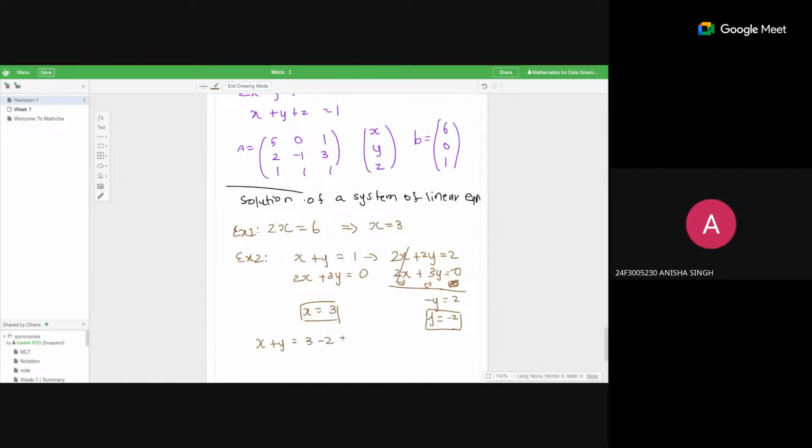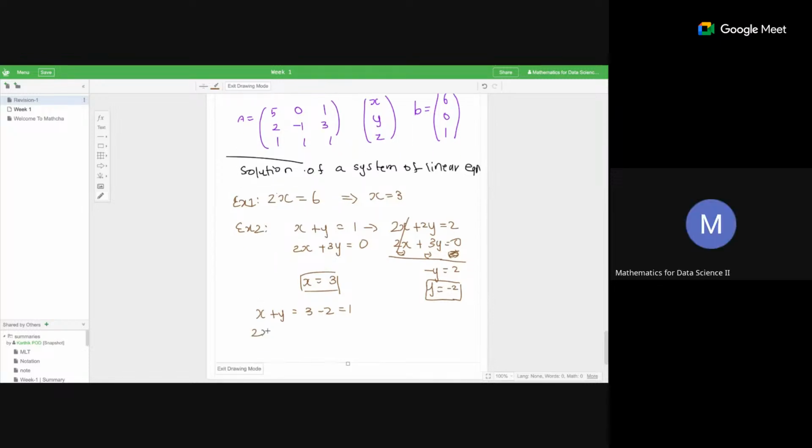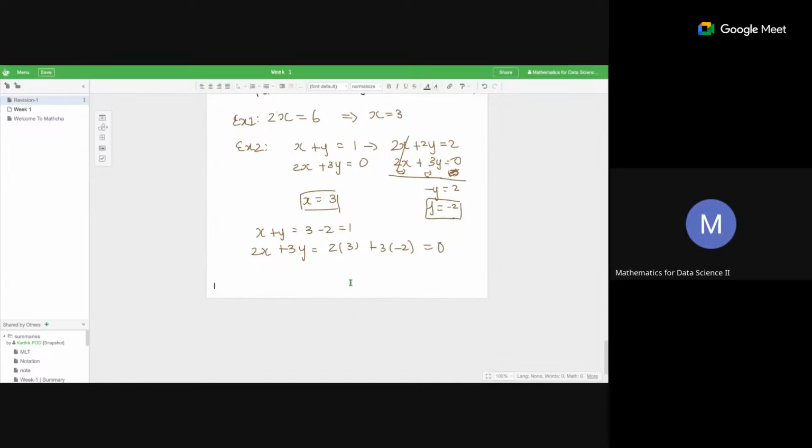3 minus 2, which is 1. So it is satisfying this equation. Now what about 2x plus 3y? So 2 times 3 plus 3 times minus 2. What is this? 0. Okay. So now what is meant by a solution?